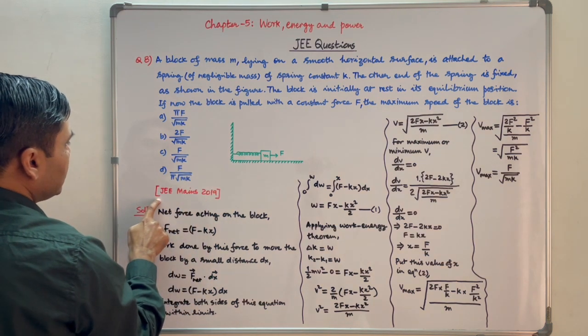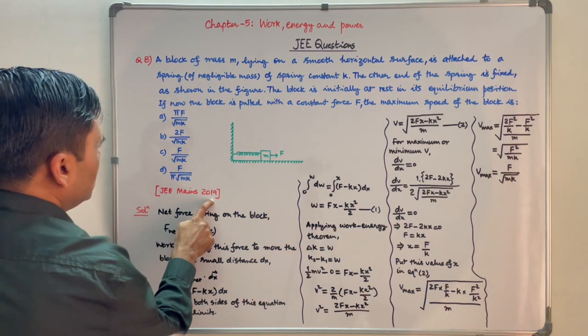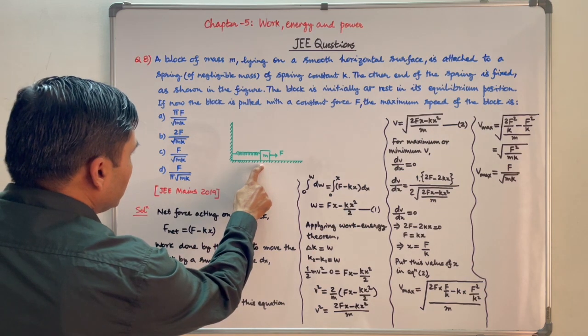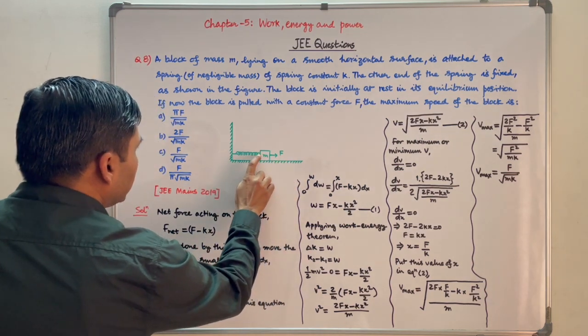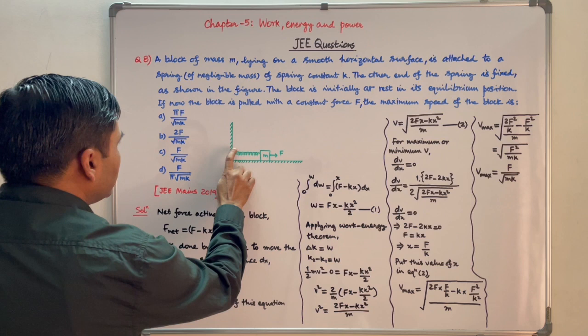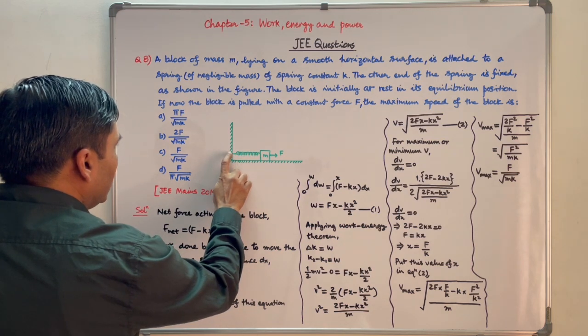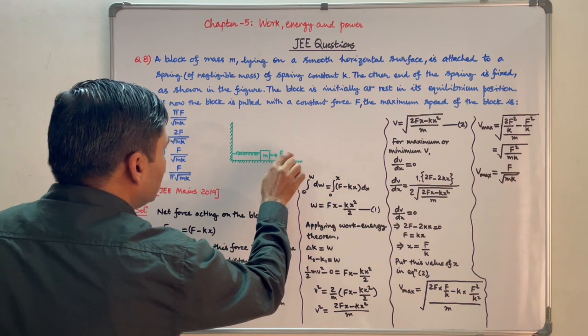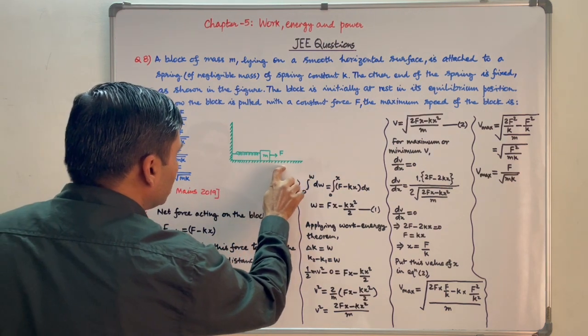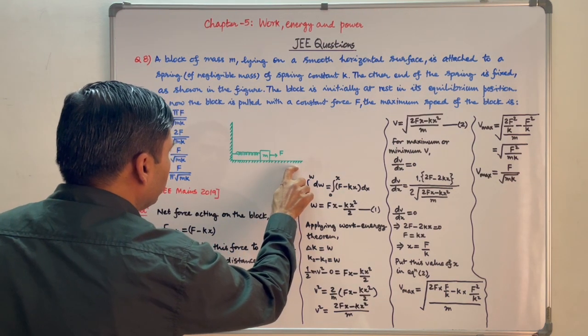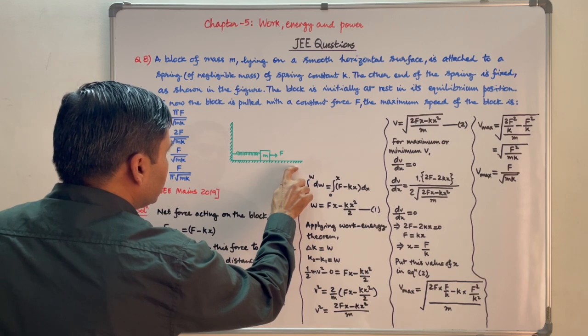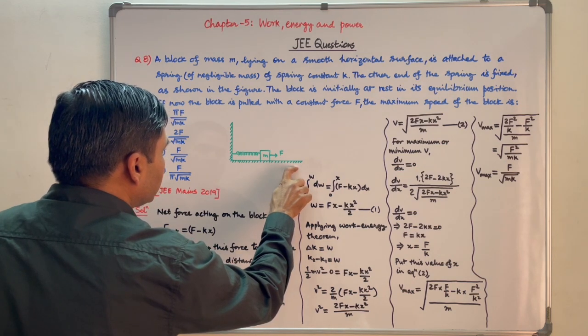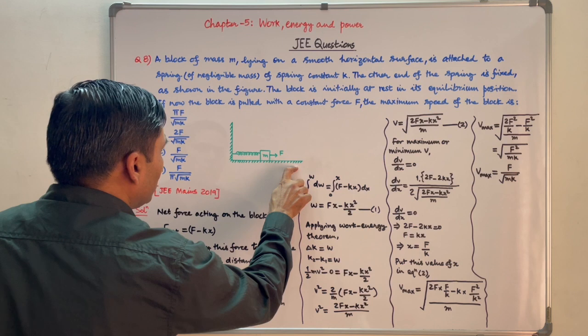This question was asked in JEE Mains 2019. Suppose this block is kept on a smooth floor. It is connected to a spring, whose other end is attached to a wall. Now this block is pulled by a horizontal force F, so that it starts moving towards the right with some speed. Its speed increases up to a certain extent and then starts decreasing. We have to calculate that maximum speed.